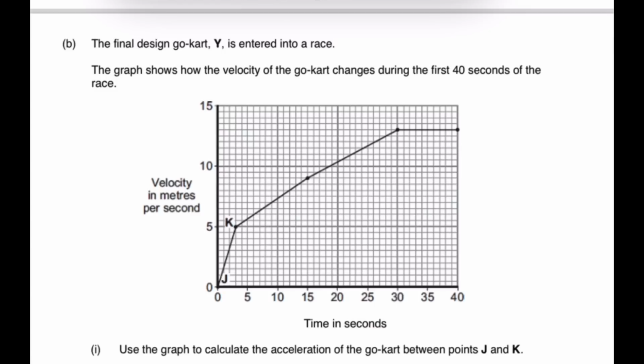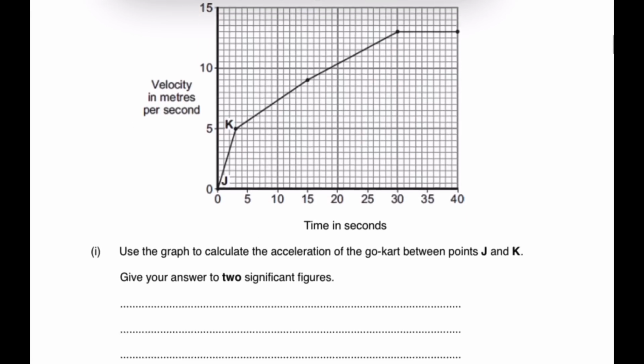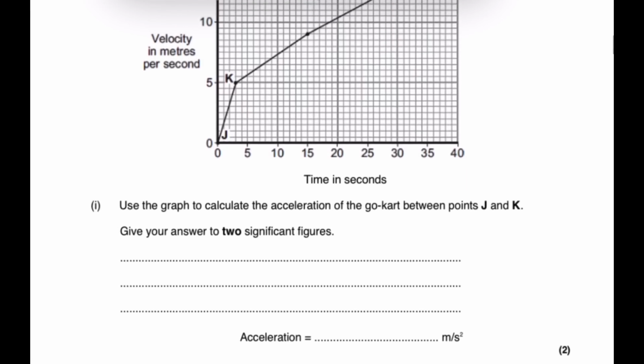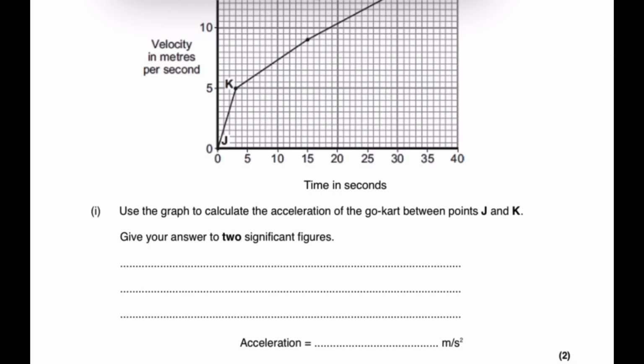The final design go-kart, Y, is entered into a race. The graph shows how the velocity of the go-kart changes during the first 40 seconds of the race. Use the graph to calculate the acceleration of the go-kart. Give your answer to two significant figures. Now, students usually mess up with the two significant figures, so make sure to underline it, highlight it, so you remember before writing your final answer that you're trying to round it to two significant figures.